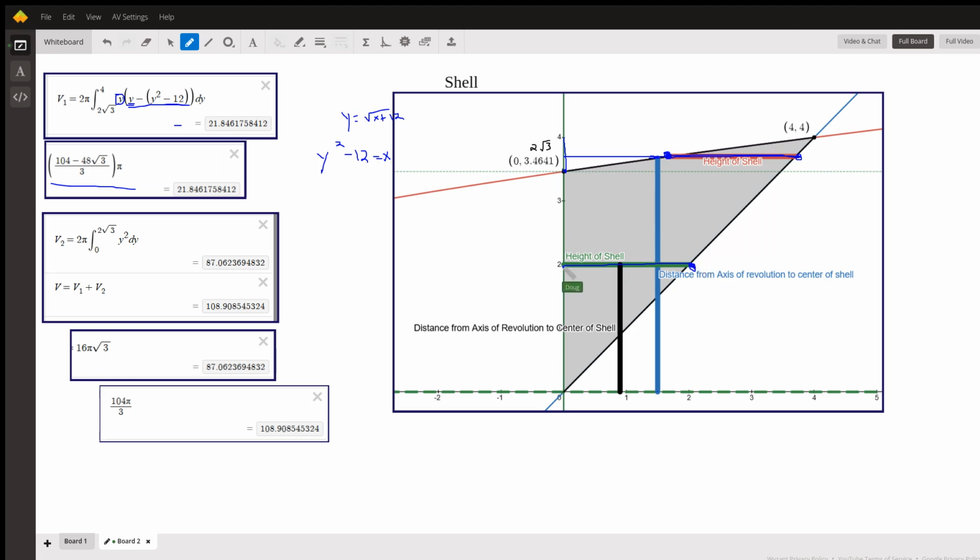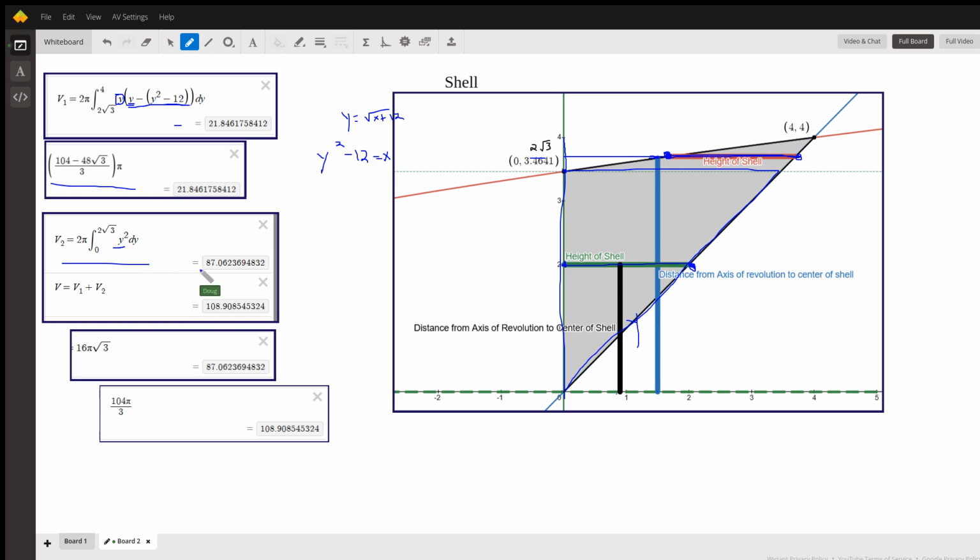And we assume that we're going from x greater than or equal to 0 for the region. And the height of the shell is just y. The distance from the axis of revolution to the center of the shell is just y. So there's y times y. This time we're going from 0 up to 2 radical 3 for this region right here. That's where the shells occur.